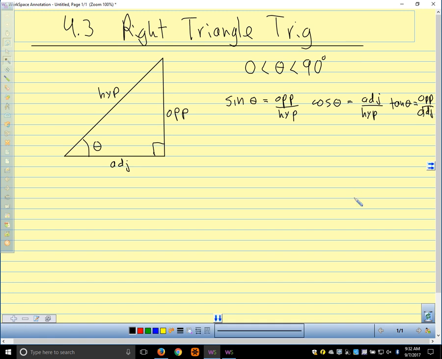And then our cofunctions are the reciprocals. So cosecant theta is hypotenuse over opposite. Secant theta is hypotenuse over adjacent. And cotangent theta is adjacent over opposite.